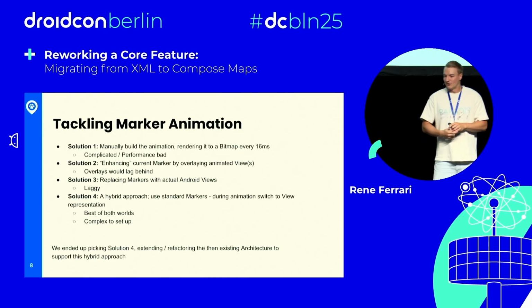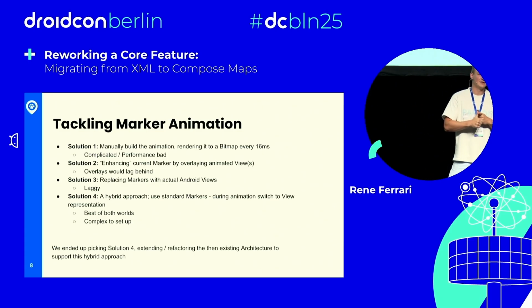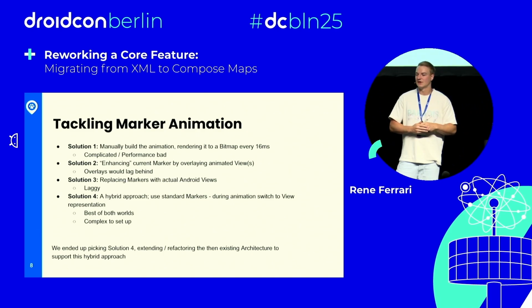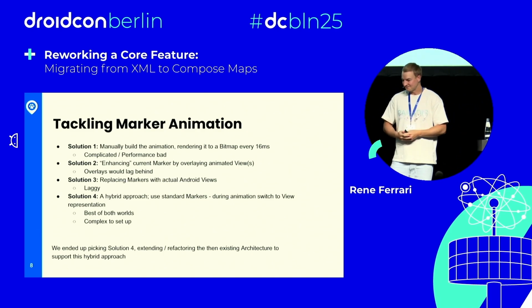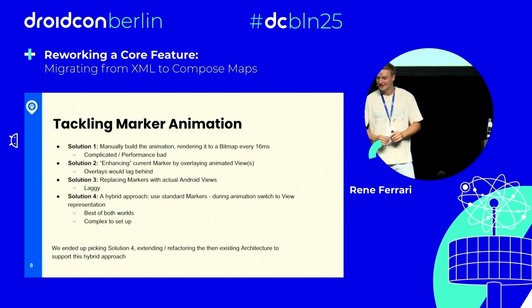So I came up with 4 possible solutions. First, build the animation every 16 milliseconds, basically grab the current frame, put it on a bitmap, put that bitmap into the Google Map marker. It supports that you push a bitmap into it, and then showcase that. But that was super hard. I think if you invest enough time, you will get it to work smoothly.